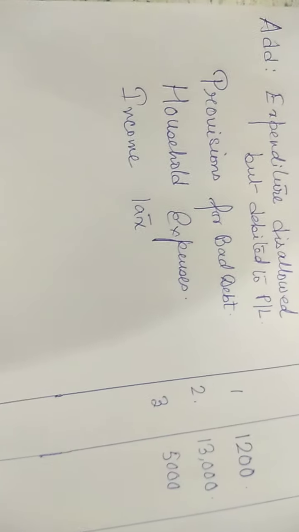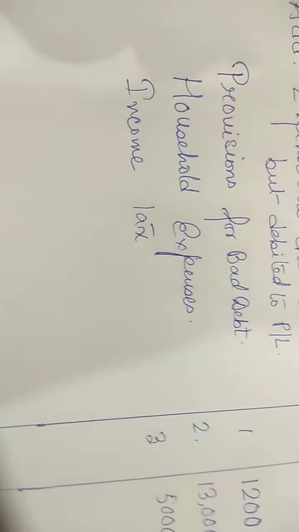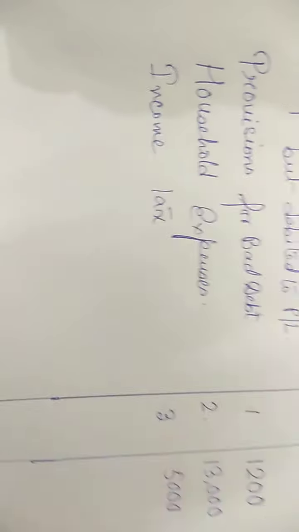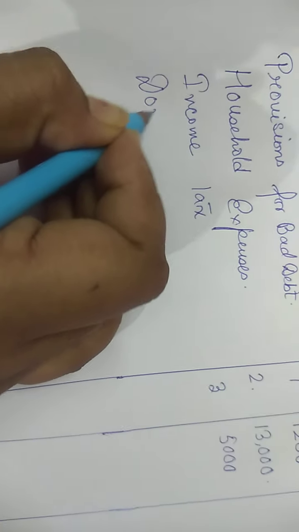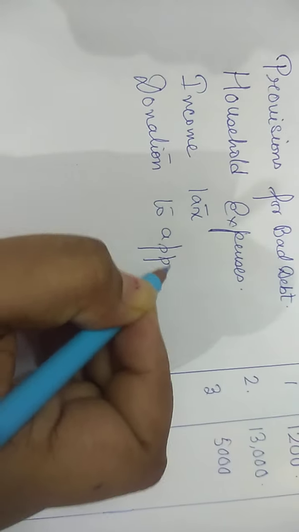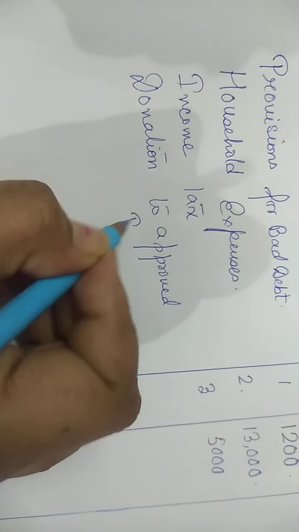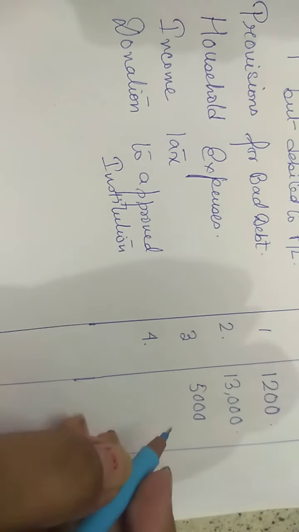Then what we have? We have donation to approved institutions. Right? Oh, one more thing I forgot again regarding depreciation. I'll discuss while I write this. Donation to approved institution. Okay, donation to approved institution will get deducted, but not over here. It will get deducted later under section 80.